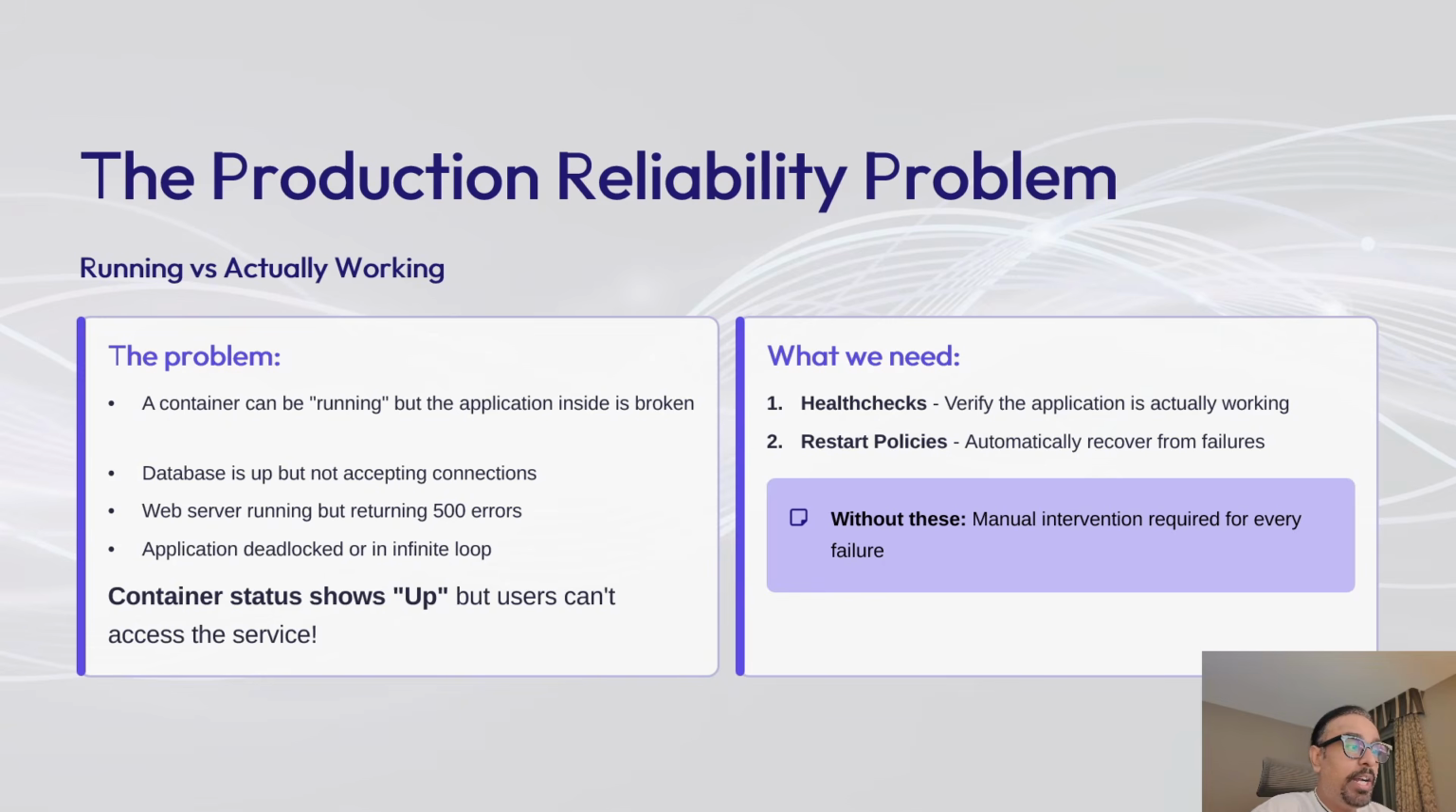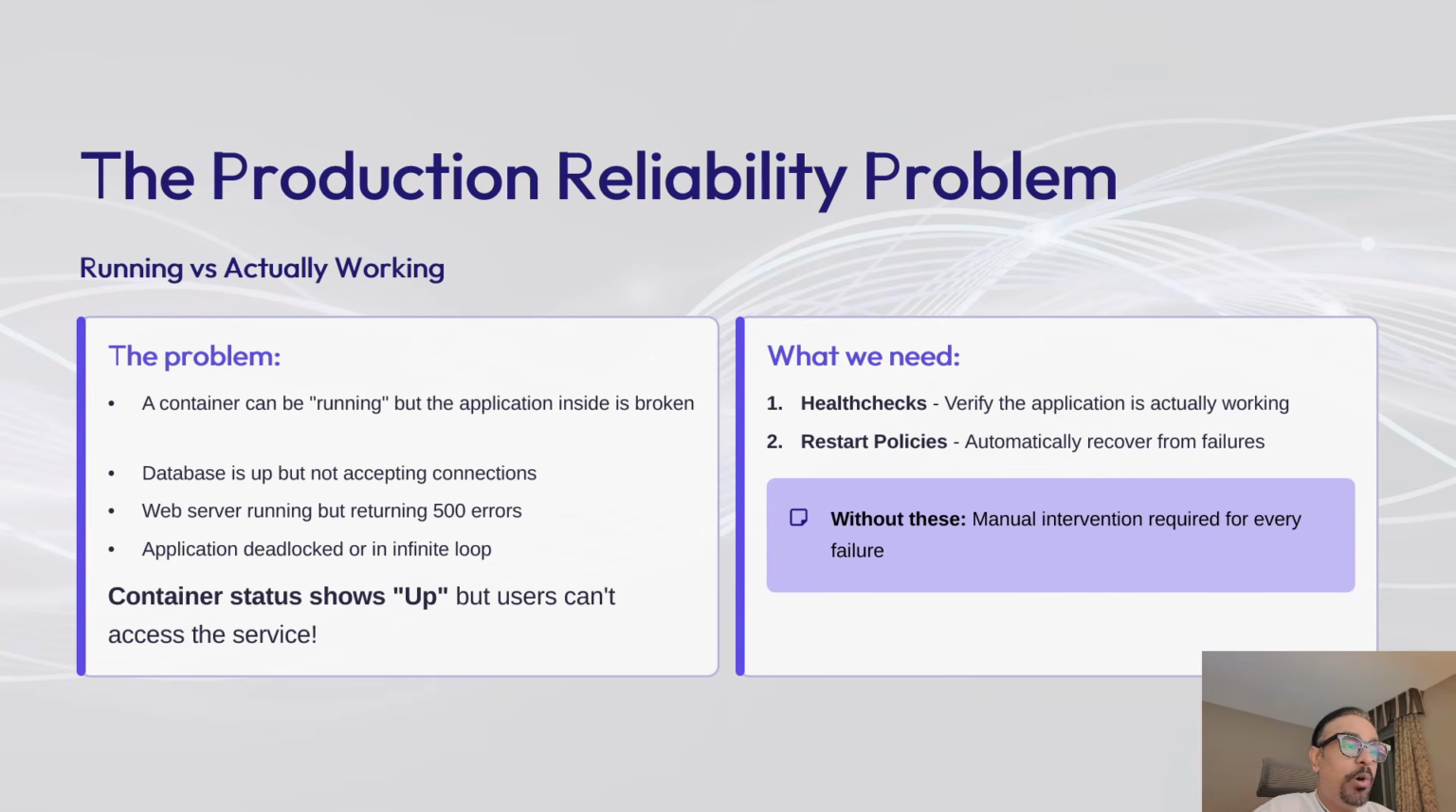In development, you might notice issues quickly and manually restart the containers. But in production, with potentially hundreds of containers running, you can't manually monitor and restart everything. You need automation. This is where health checks and restart policies come into the picture. Health checks actively verify that your application is functioning correctly, not just that the container is up and running. A restart policy tells Docker what to do when the container fails or stops. Should it restart them automatically? And if it restarts them automatically, how many times should it restart?